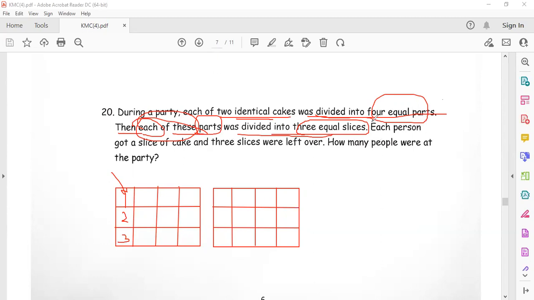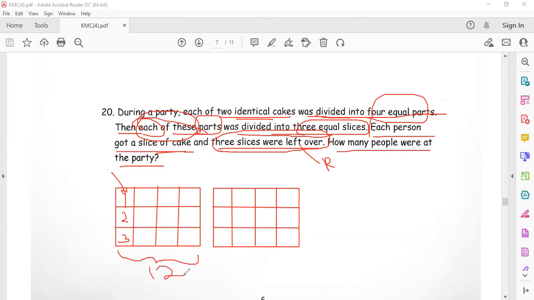Now we come to the story. Each person got a slice of cake. So everyone who came to that party got a slice of cake. And there were 3 slices left over. So there was 3. Left over is the remainder, the balance. How many people were at the party? So in other words, you need to count how many pieces of cake there are after you did all that division. So 1, 2, 3, 4, 5, 6, 7, 8, 9, 10, 11, 12. There are 12 pieces here.